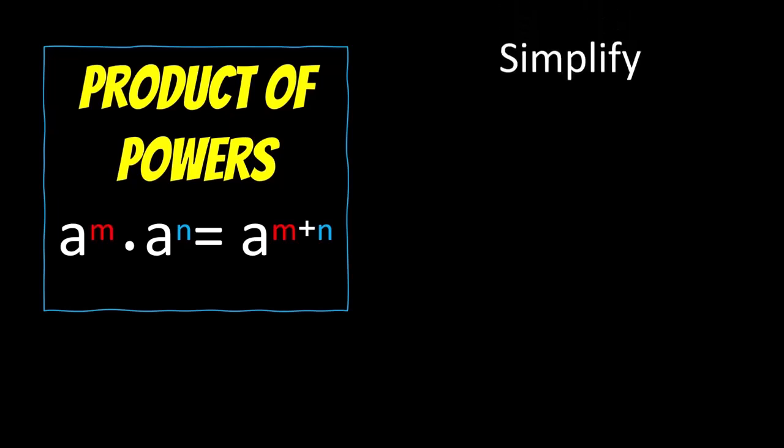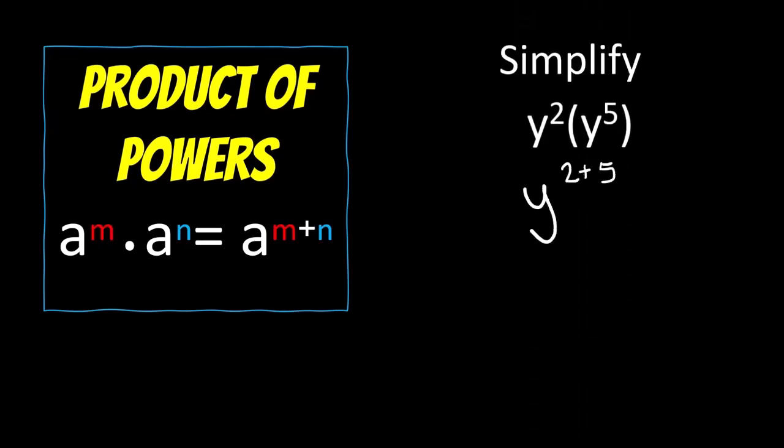All right, let's start with the product of powers property. If you have two things that you're multiplying together that have the same base, add those exponents. Let me show you what that looks like with an example here. We have y squared times y to the fifth, and you will add those exponents. So the answer is y to the seventh.